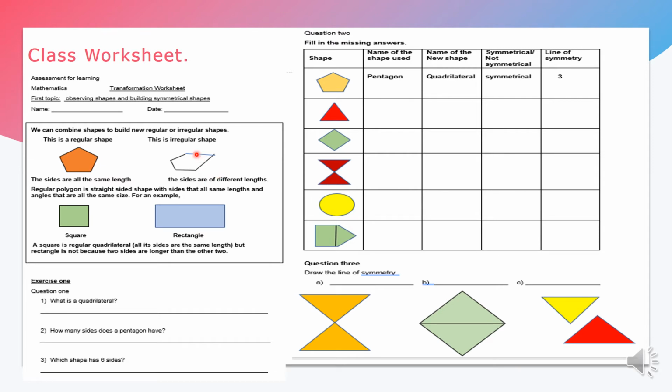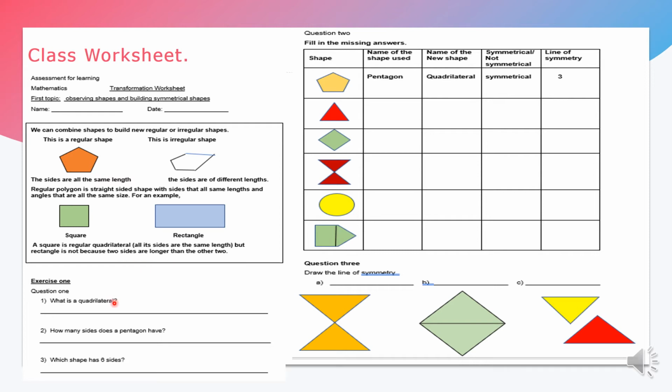This is definitely an irregular shape. The obvious property is that it's not the same lengths, not the same angles, so it's irregular. But these are regular, right? A square is a regular quadrilateral. All of its sides are the same length. But a rectangle is not, because two sides are longer than the other two.